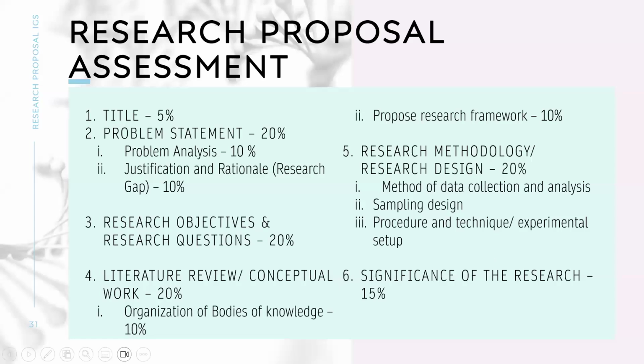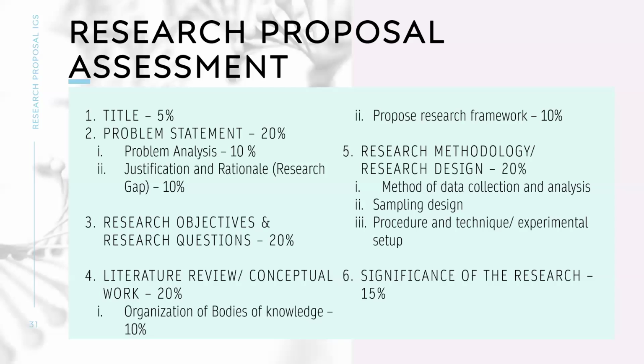So basically you have 100 marks, but they are divided into these 6 elements. The first one, title, consists of 5%. That 5% is for the title, which is basically just 1 sentence. And then another 20% for the problem statement, which is divided into 2: problem analysis 10% and justification and rationale 10%. And then for research objective and research question, another 20%.